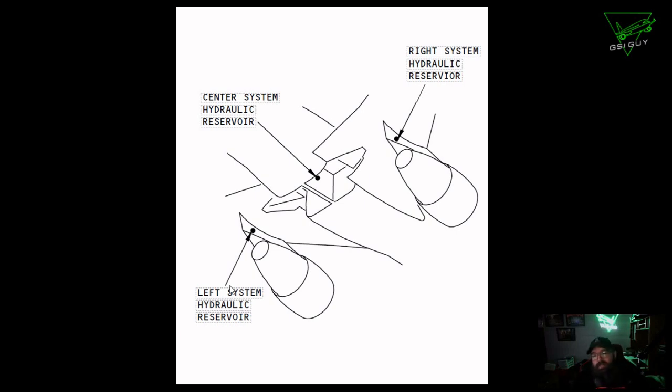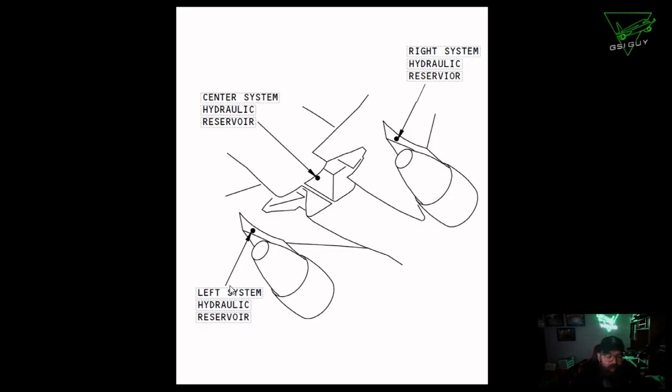And the center hydraulic system is going to be located in the left wheel well. But you have to open the gear door to see it. A little silver looking basketball with a bunch of pipes going out of it. But that's what it is.